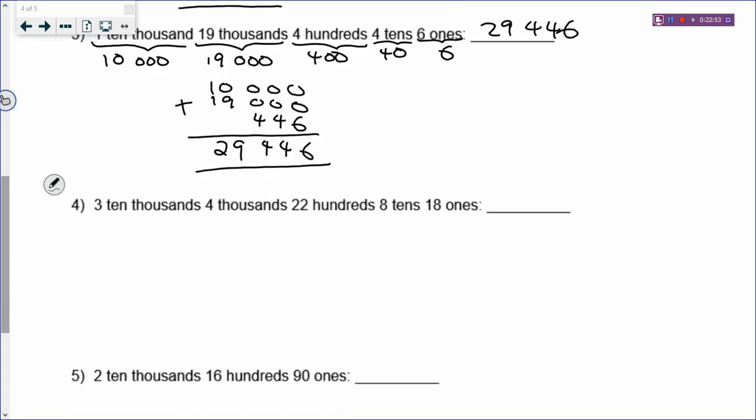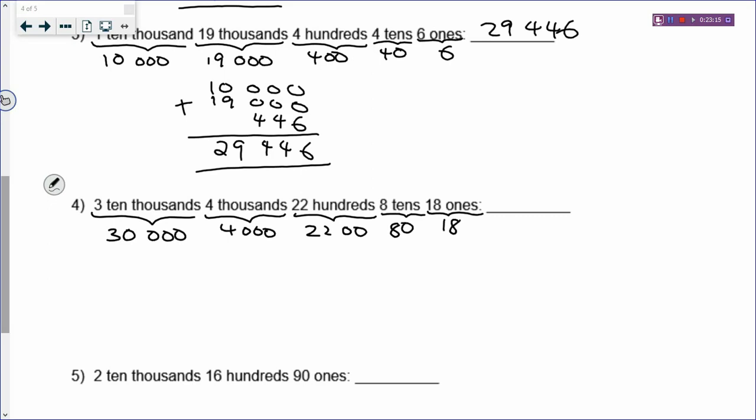Alright, next one. 10,000, 4,000s, 2,200s, 8 tens, 18 ones. Change it all into numerals one by one. So 30,000. 4,000, add 3 zeros behind. 2,200s, add 2 zeros behind. And then 8 tens, add 1 zero behind. And 18 ones is 18 times 1. And then you just add them.